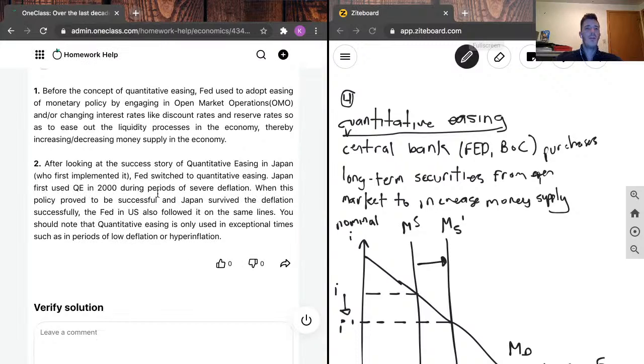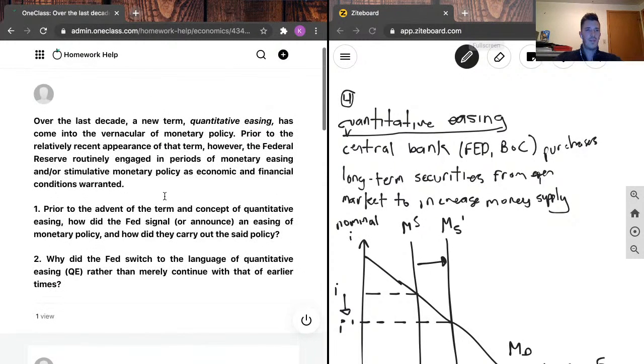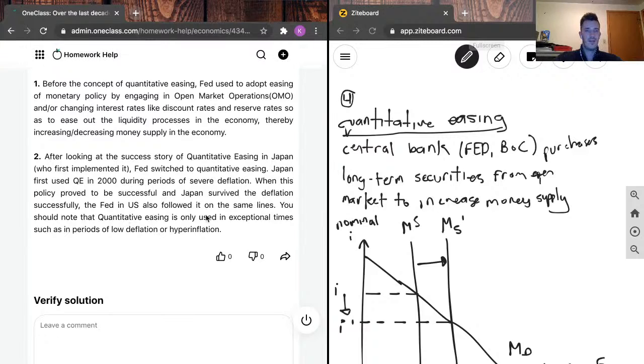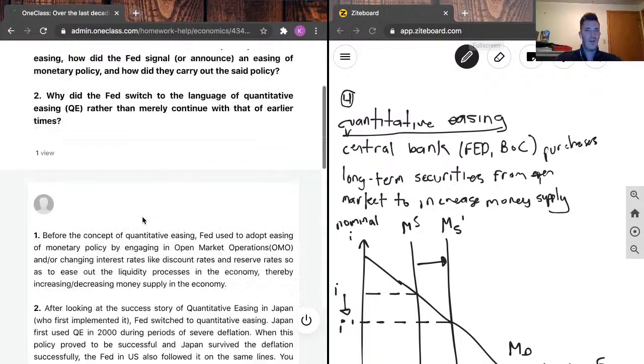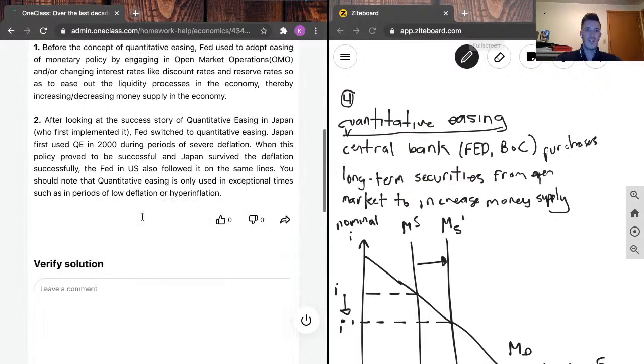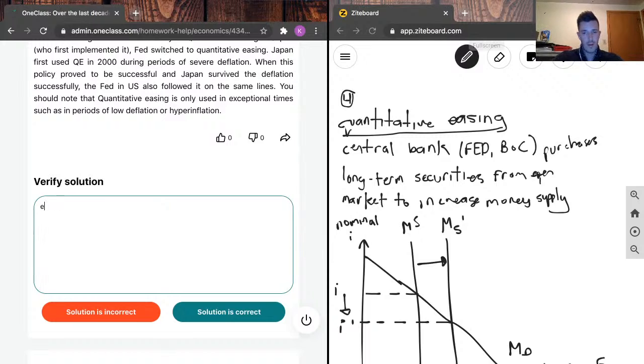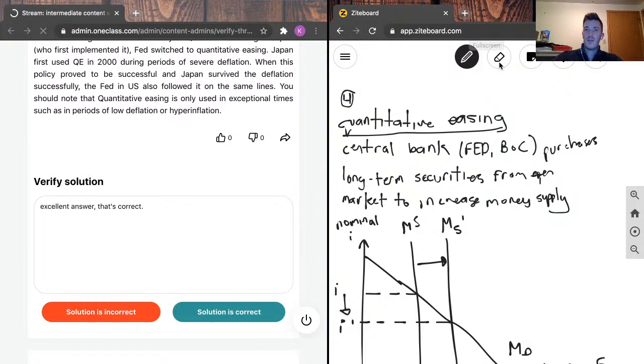I used to know a bit more about the deflation in Japan. I think it's a pretty interesting case study, if I remember correctly. So if you wanted to look into that, I'd recommend it. Good answer by our junior tutor there.